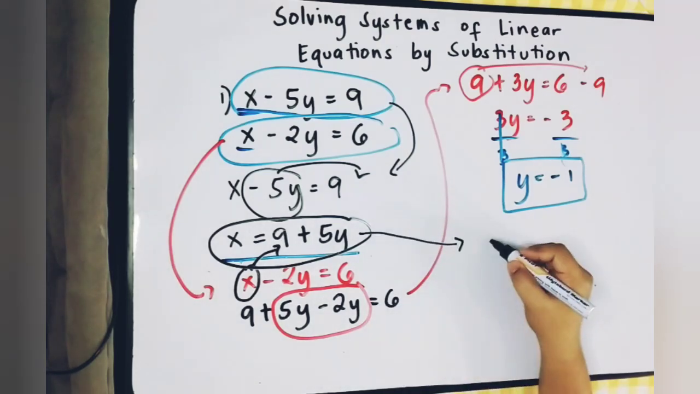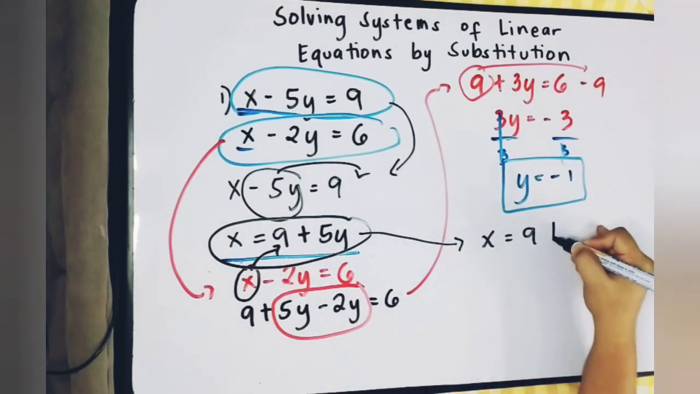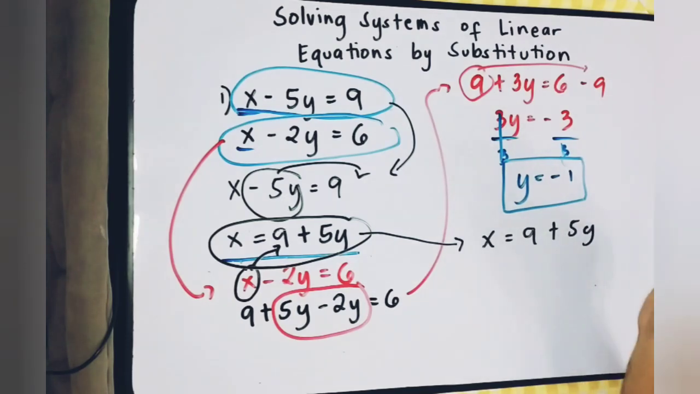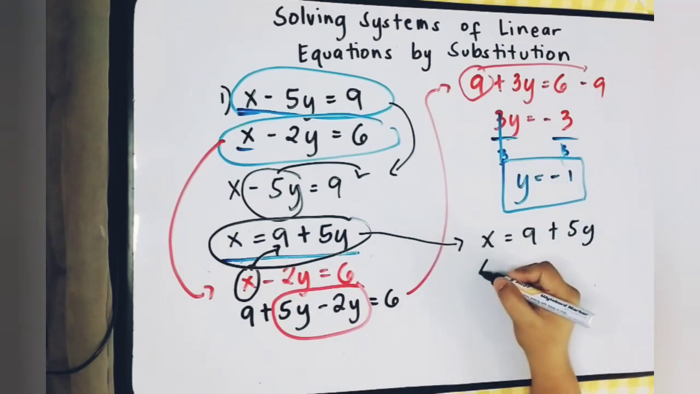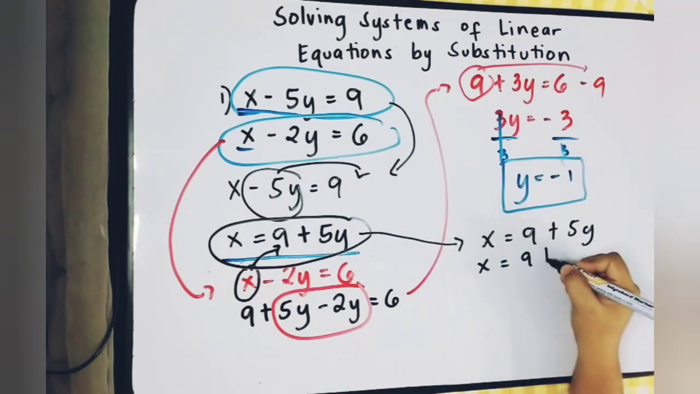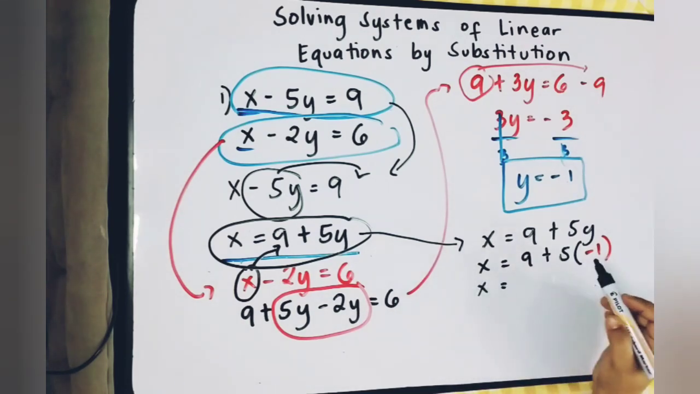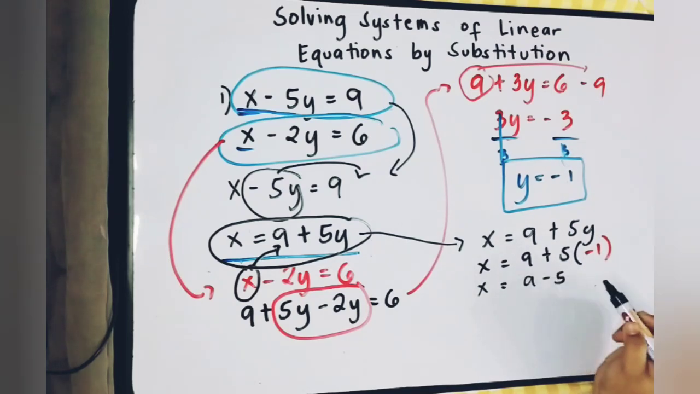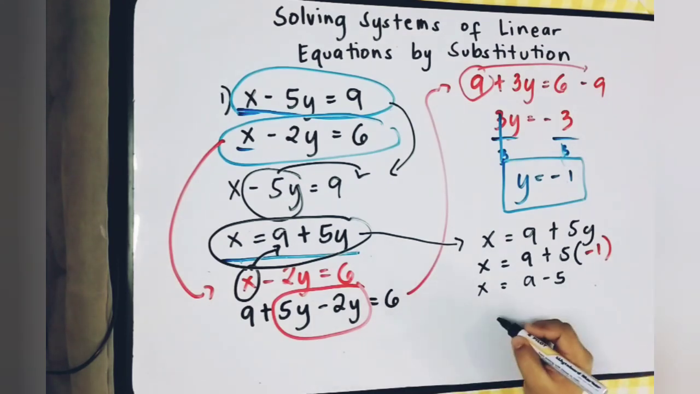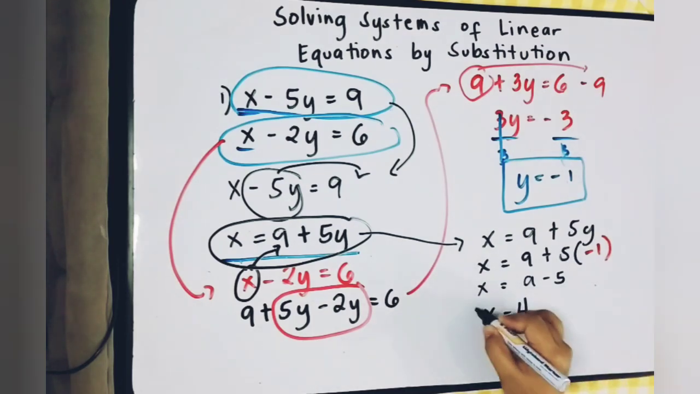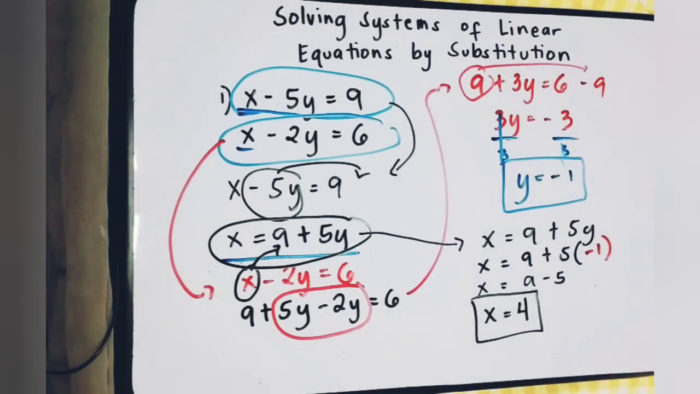So, we have here x equals 9 plus 5y. Again, this time, ang papalitan na natin na value ay si y, which is negative 1. So, it will become x equals 9 plus 5 times, instead of y, times negative 1. So, solve. We have x equals, so 9, then 5 times negative 1, that is negative 5. So, 9 minus 5 is 4. So, x now is equal to 4. So, this is now the answer.